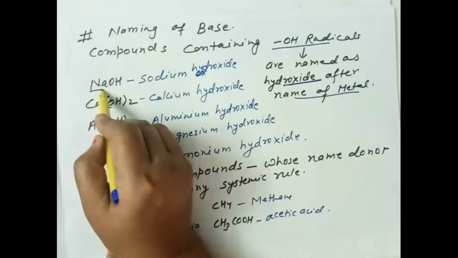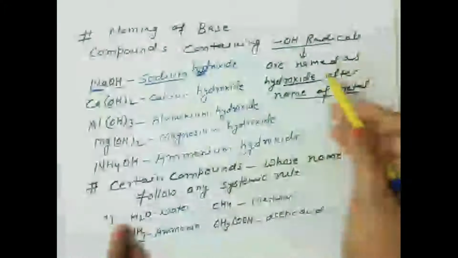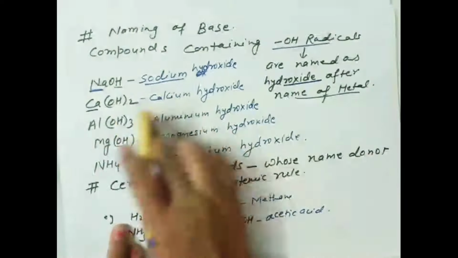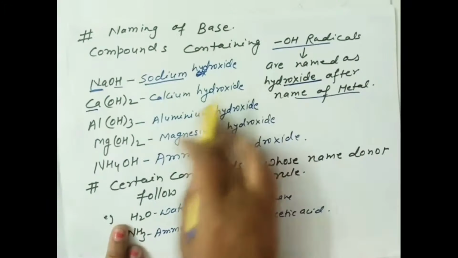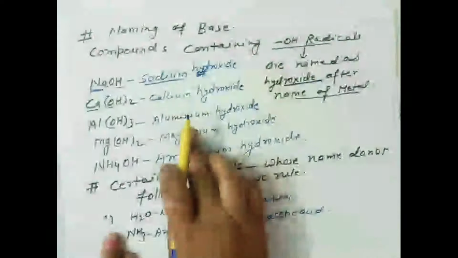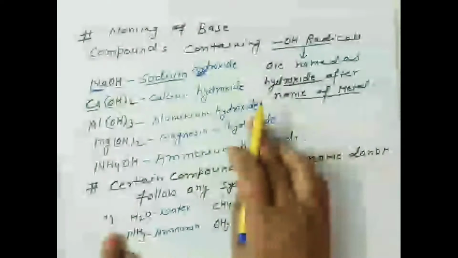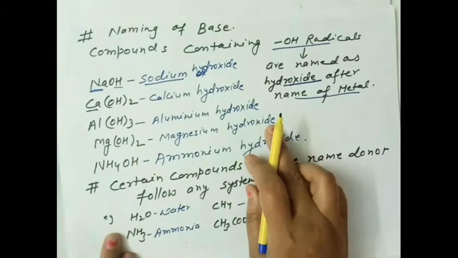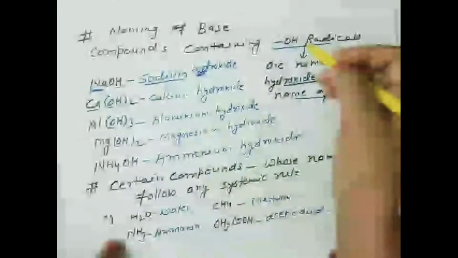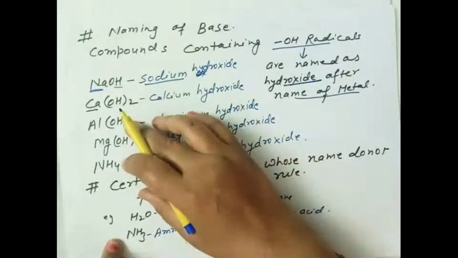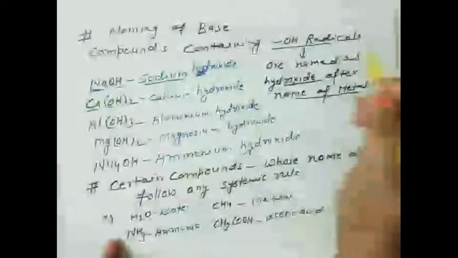So first we will name the metal. Na means sodium, so we write sodium, and for OH we write hydroxide. Ca is calcium, so we write calcium, and for OH we write hydroxide. Al(OH)3, Al is aluminium, so we write aluminium, and OH means hydroxide. Mg is magnesium, so we write magnesium, and OH hydroxide. So for a compound having the OH radical or the oxide radical, first we write the name of the metal and then we write hydroxide or oxide.